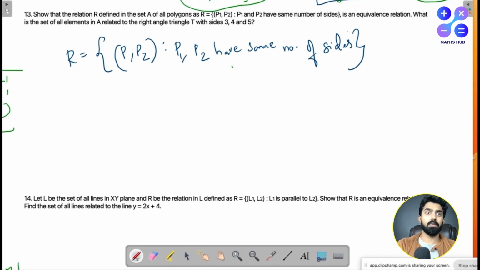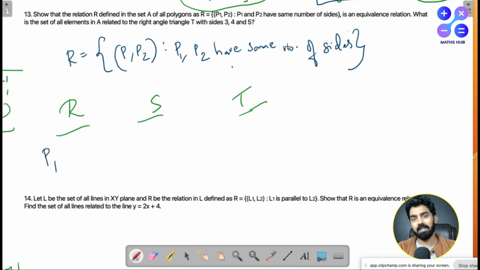We'll get back to our usual drill. What's our usual drill? Reflexive, symmetric, transitive. If it has to be reflexive, P1 should have the same number of sides as P1, right? Every polygon will have the same number of sides as itself. So obviously, it will be reflexive. That's all we need for it to be reflexive.